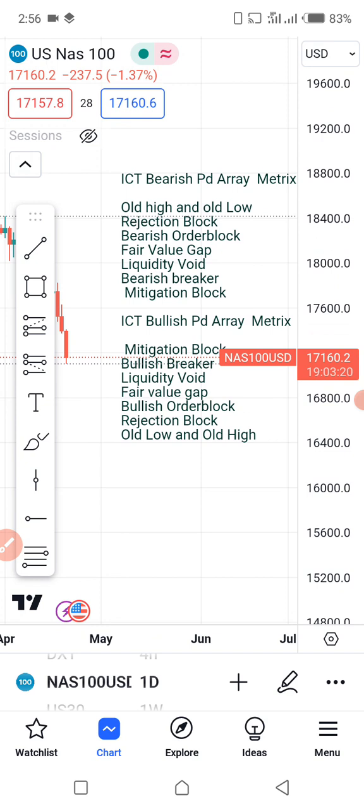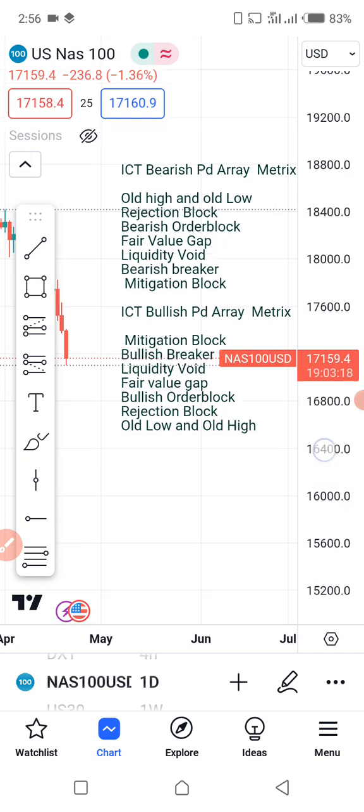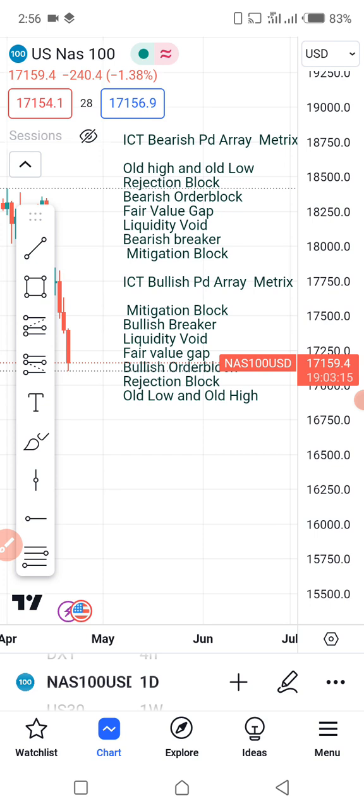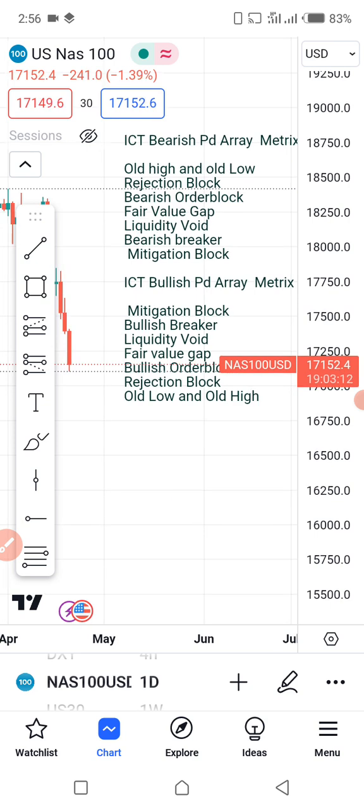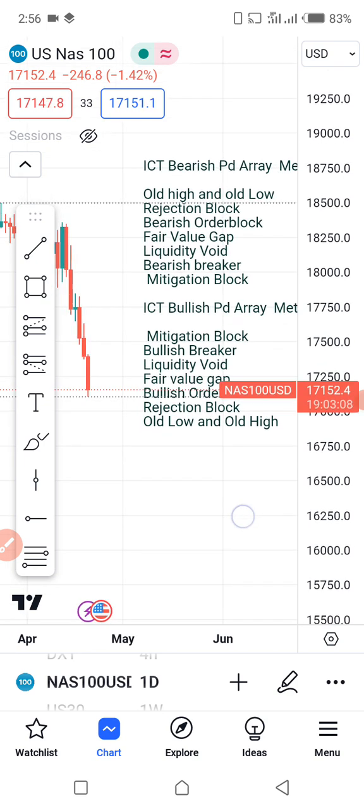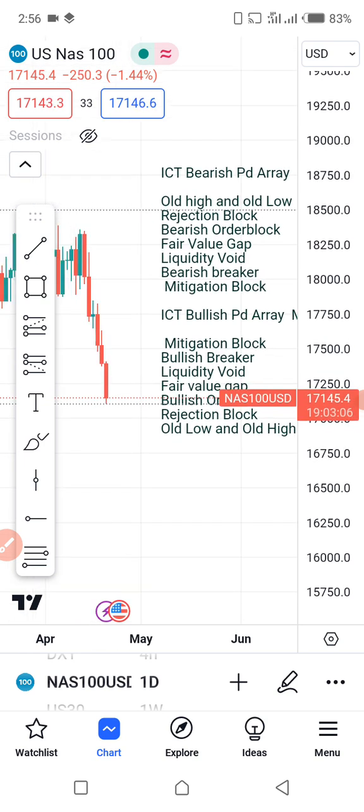Why is it so important to understand this PD array? Because even down to the seconds time frame, they are very important. Your ability to tell where the market is going to go next, your ability to set your stop loss and your take profit, will be based on this PD Array Matrix.